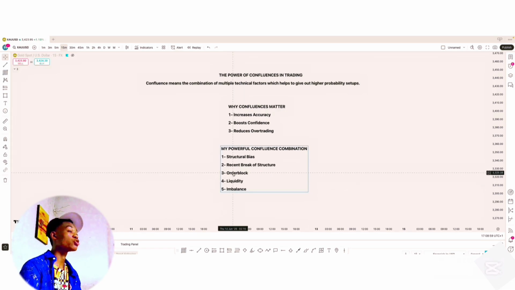Then, once I map out my order block, I also need to get some other technical factors that would make my order block valid. And what are they?